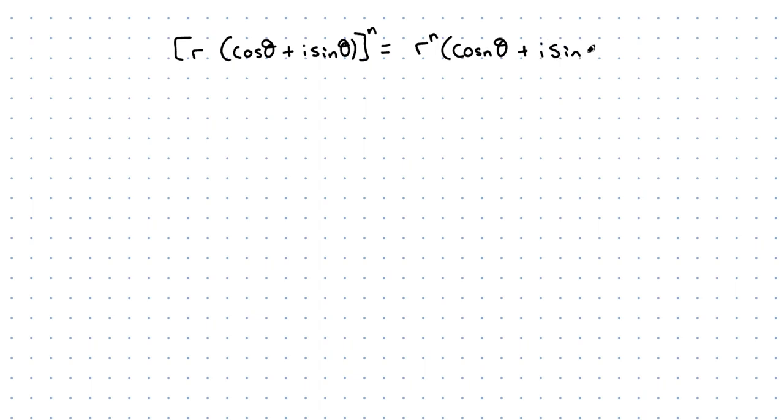On page 20, it says that if you have r (cos theta plus i sine theta), and you raise all of that to the power of n, we're trying to show that it's equivalent to r to the power of n (cos n theta plus i sine n theta). So that's our goal. Like all proofs by induction, step 1 is to prove that it is true for n equal to 1.